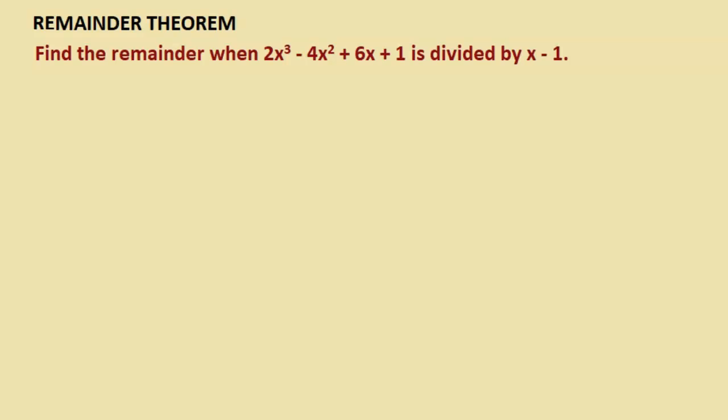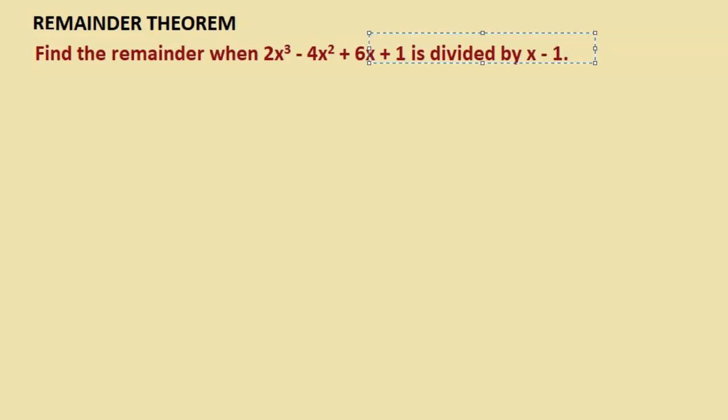Okay, now continuing. I want to look at a problem here. Find the remainder when 2x cubed minus 4x squared plus 6x plus 1 is divided by x minus 1. Now I'm going to do this two ways. I'm going to do this problem using the remainder theorem, and also using long division. Let me use the remainder theorem first.